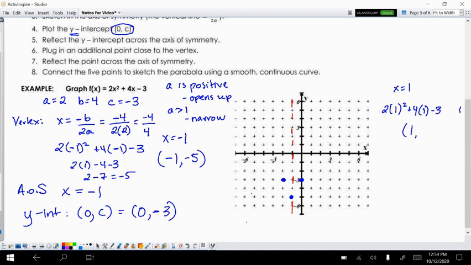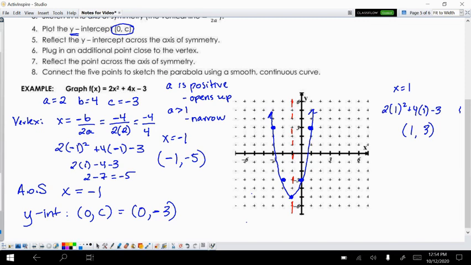When we plug in 1, we get a value of +3. So over 1 and up 3, that's another point on my graph. And again, using the idea of symmetry, we can reflect that on the left. And then we plot those with a smooth curve. And there's our skinny parabola that opens up from standard form.